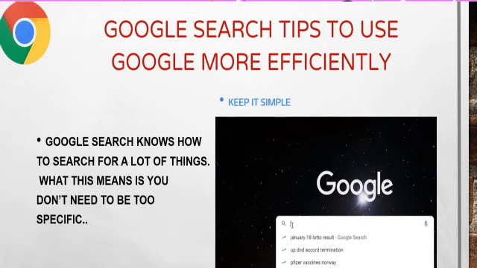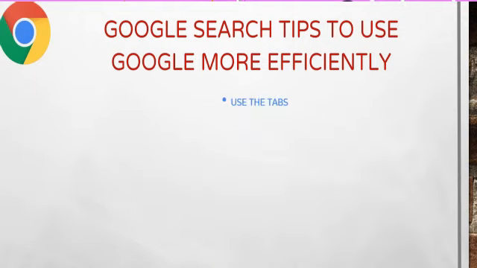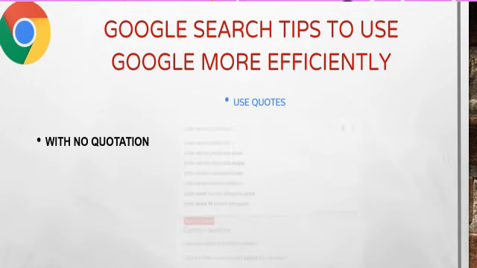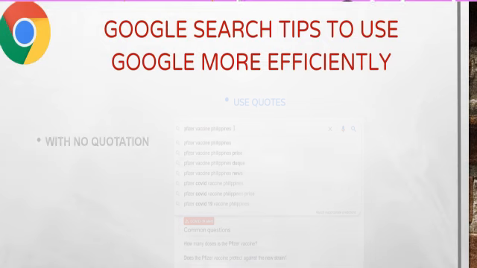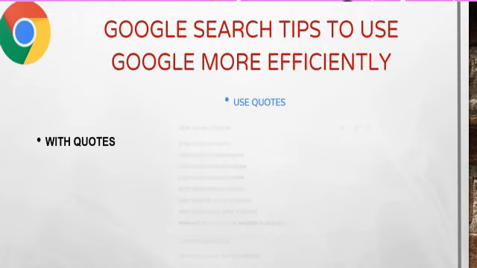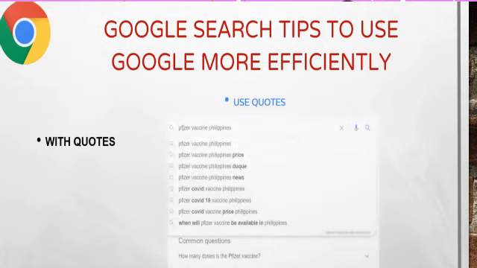Google search knows how to search for a lot of things. What this means is you don't need to be too specific. With no quotation. With quotes.